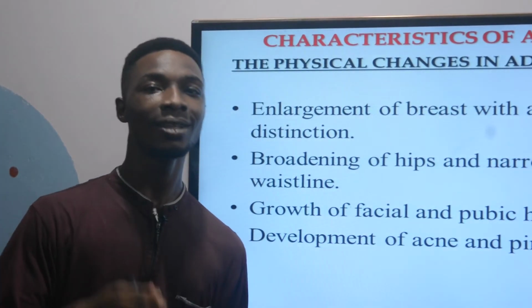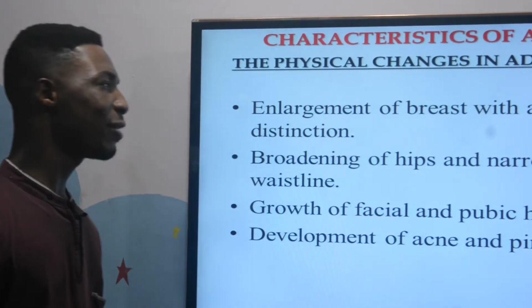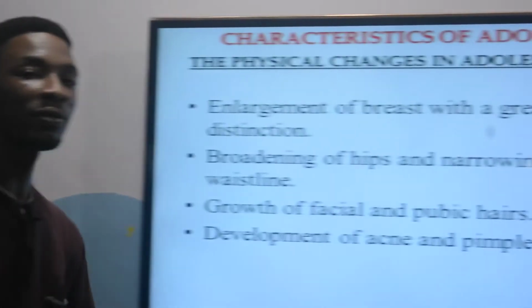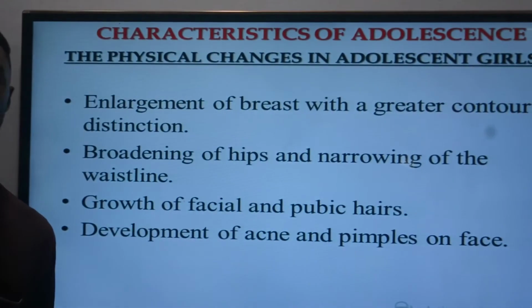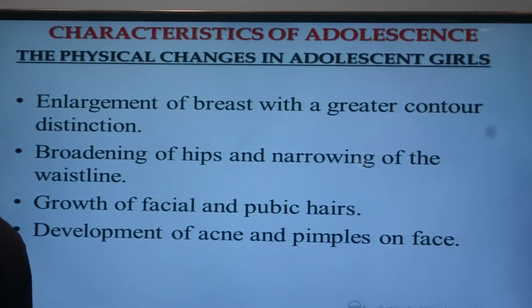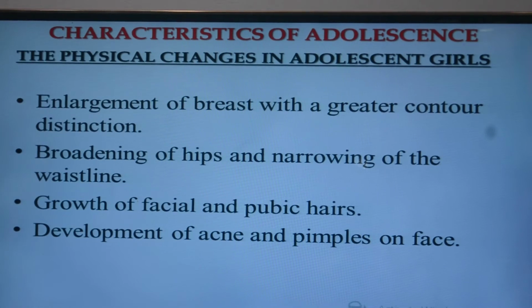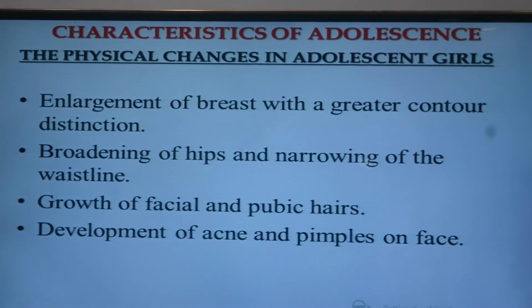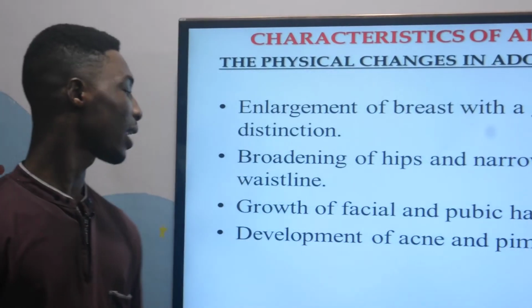So a lot do happen here. There is broadening of the hips of the female and there is narrowing of the waistline to give the female a shape that will make her become more attractive to the opposite sex. There is also growth of facial and pubic hairs, and also hairs on the face, on the arms, and on the legs.